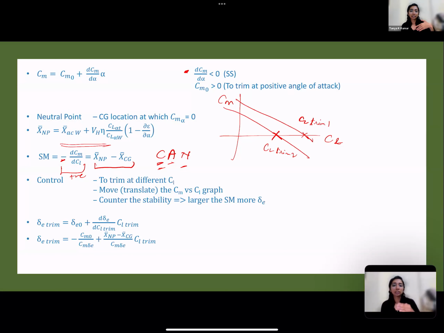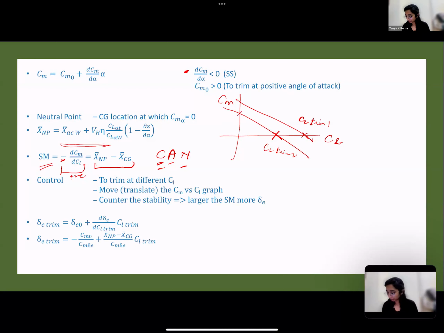But it in no way changes the slope. So you can see that even if I move the graph slightly up or down, the slope remains the same. That means dCm upon dCl is the same, which means your static margin is the same. So the control surfaces have no effect on the stability. And this is not just in longitudinal stability, it's in all three directions: directional stability, lateral stability, longitudinal stability. Control surfaces have no effect on stability. They are to control and maneuver the aircraft, but they do not change the stability in any way. So it merely shifts the intercept.